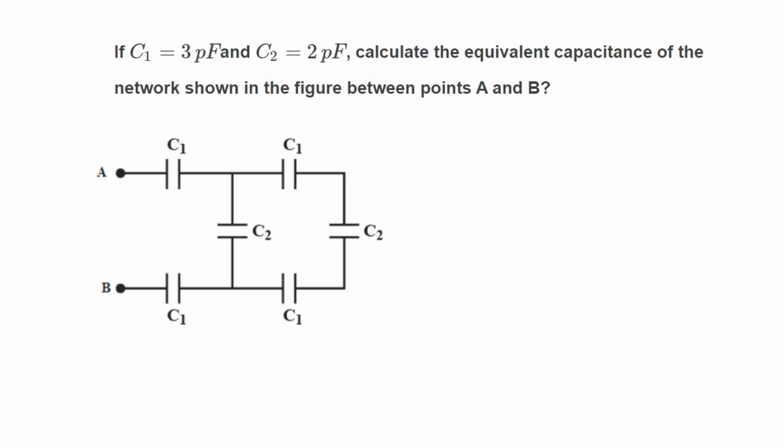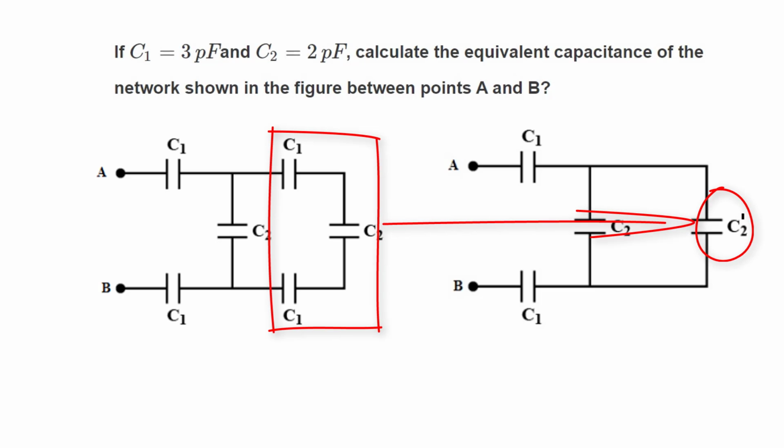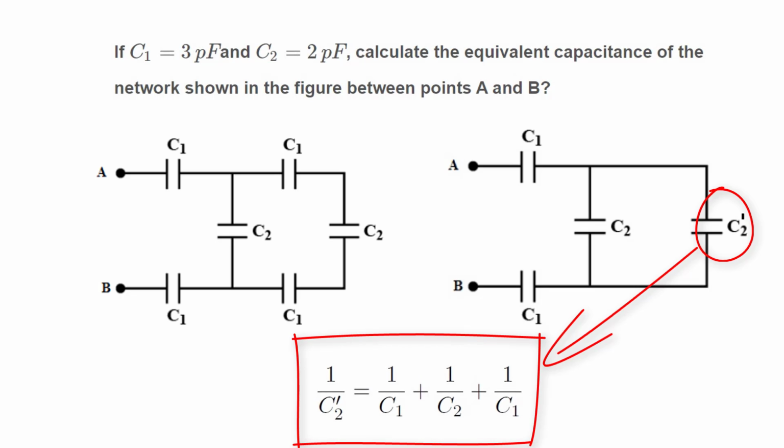Second example: C1 is 3 picofarad and C2 is 2 picofarad. Calculate the equivalent capacitance of the network shown in the figure between points A and B. First of all, to simplify the circuit, I'll replace the net capacitance of the series connection C1, C2 and C1 by C2 prime. Taking into account the series combination of capacitors, C2 prime can be found by this equation, and C2 prime is 0.6 picofarad.